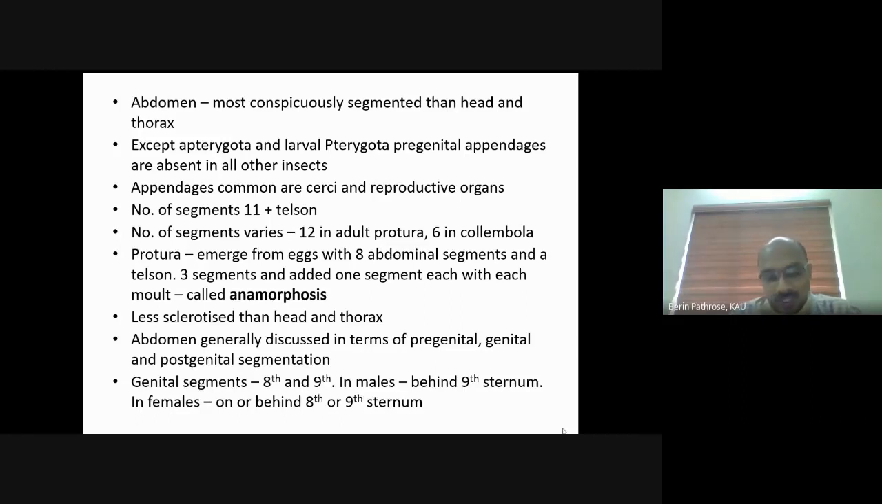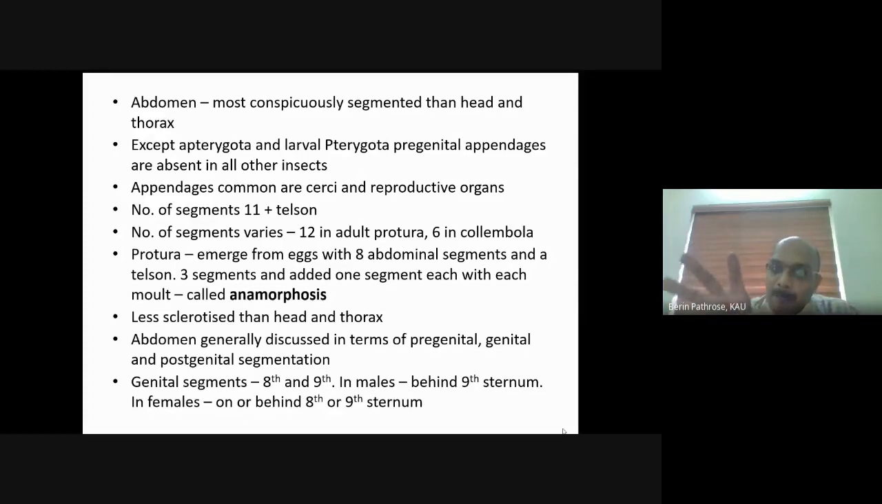So I will repeat. The abdomen has 11 segments, plus a telson in primitive Protura. The genital appendages, that means the male and female genital organs, are located on the 8th and 9th segments. Those abdominal segments before the genital segments are called the pregenital segments, and those segments after the genital segments are called the postgenital segments.